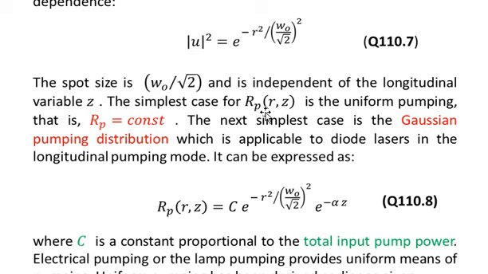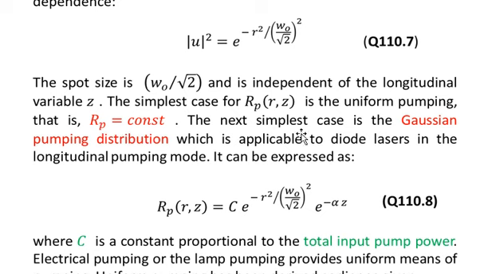The simplest case for RP, that is the pump rate as a function of R and Z, is the uniform pumping. So you see that here we are considering RP as a function of R and Z. But if you take the simplest case of RP, you should consider the uniform pumping. And uniform pumping means that RP is equal to constant. That is, RP is independent of the two variables R and Z.